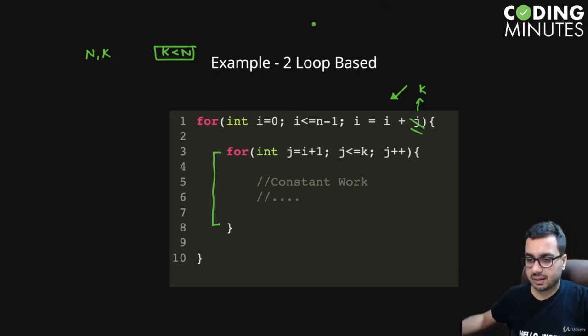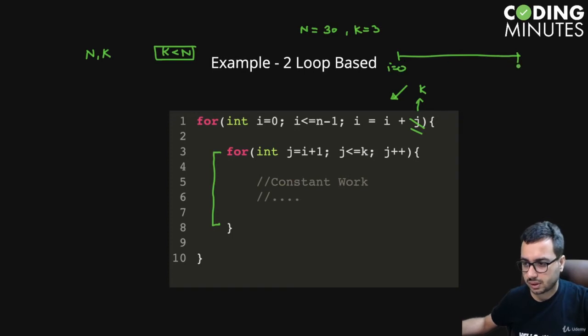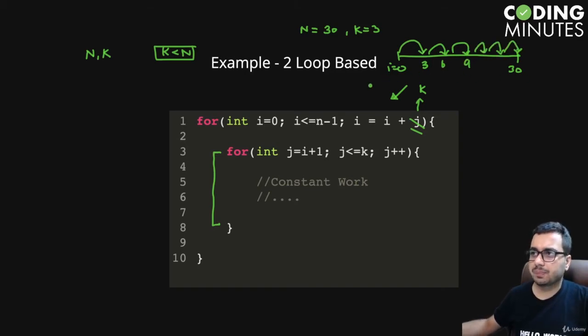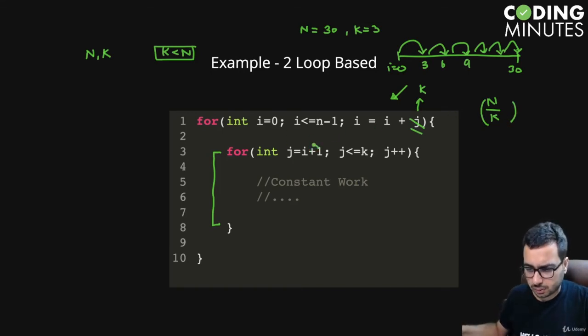For example, let's say n is 30, and let's say the value of k is 3. Then if you talk about the outer loop, I goes from 0 till 30. How many times is this going to run? Every time I equal to I plus k, it becomes 3, then 6, then 9, and so on. The outer loop is going to run effectively n by k times.